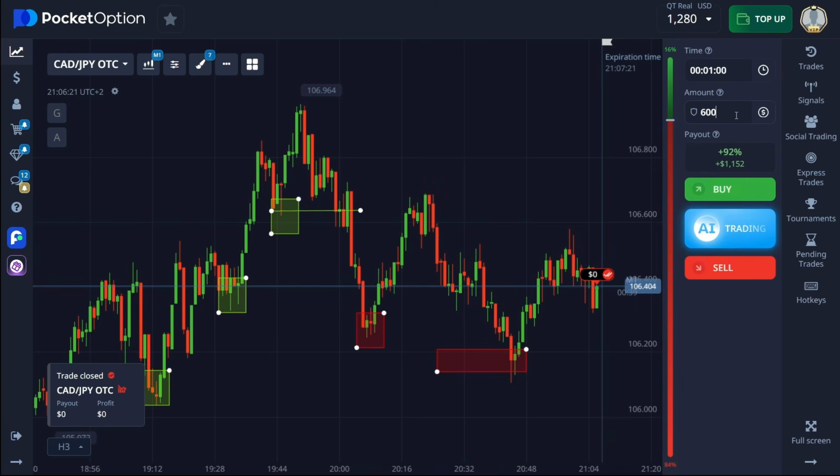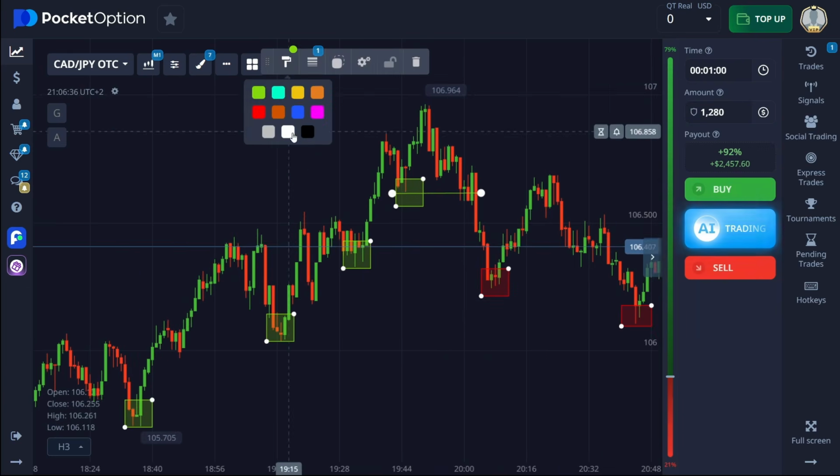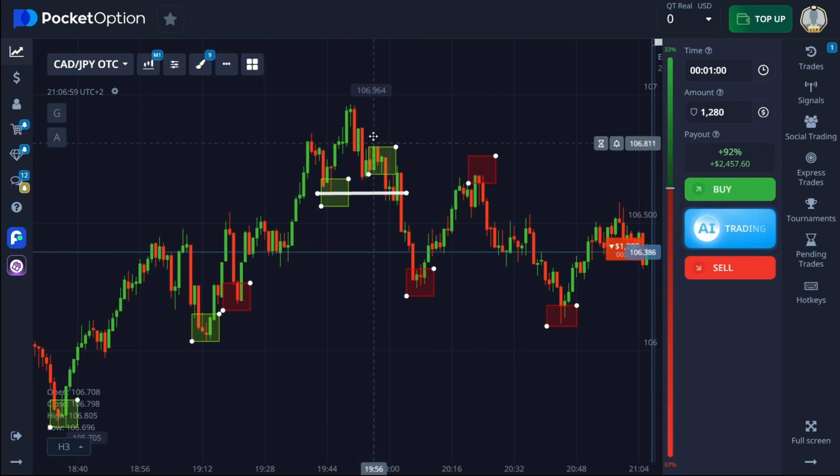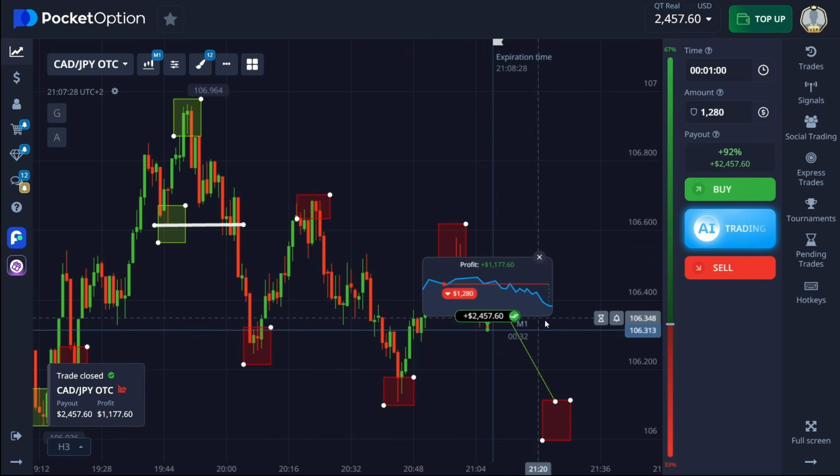First trade ends in a loss, but I immediately go in with a recovery. And it lands in profit just as expected. Basic analysis works.